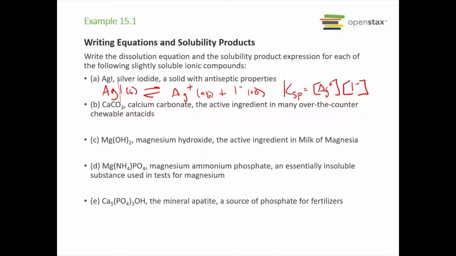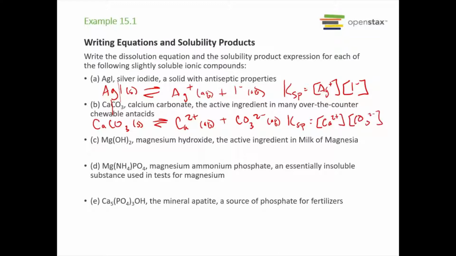The next one, calcium carbonate, the active ingredient in many over-the-counter chewable antacids. When we see that, it's going to split into calcium and carbonate. So CaCO3 solid gives us Ca2 plus, remember, that's in group 2, and CO3 2 minus. Good old polyatomic ions. Don't forget about those. So that gives us KSP of Ca2 plus times CO3 2 minus.